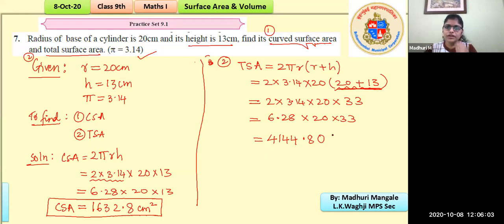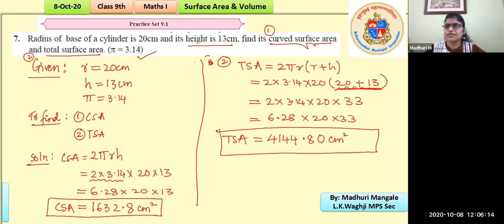4144.80, and the unit, what will be the unit? Since it's area, it has to be squared, so that will be centimeters squared. So this is the total surface area. Right, students? Easy questions. This can be asked for 3 or 4 marks. And now we move to the last question.